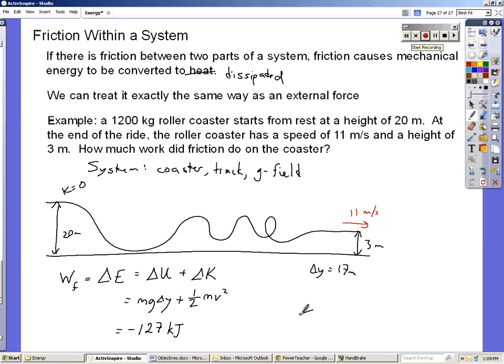For tomorrow, I'm going to check questions 8 and 9, but you should be able to do the rest of the chapter 8 problem set.